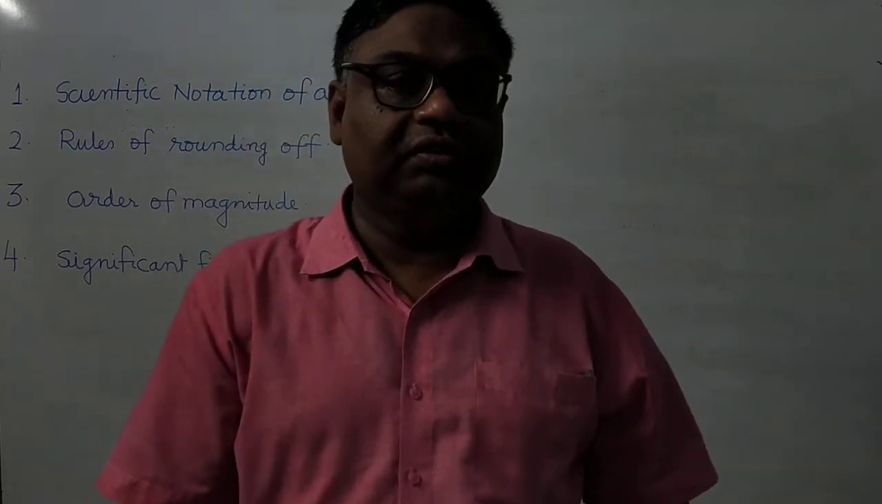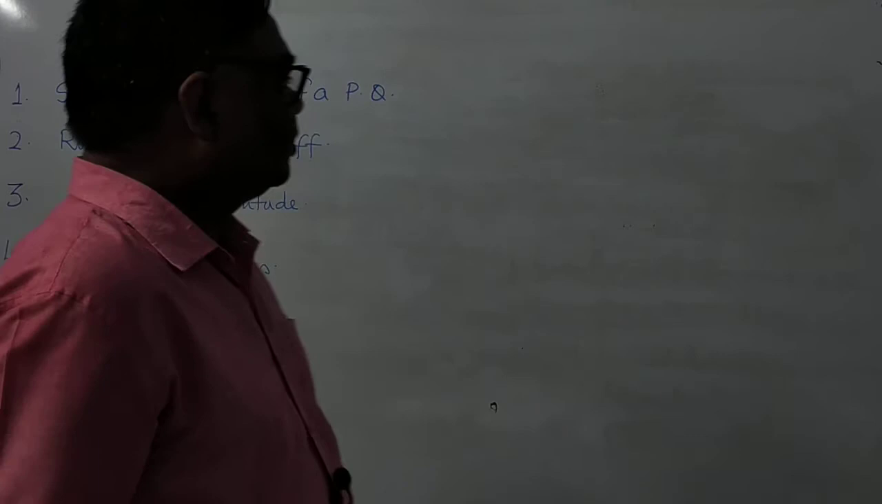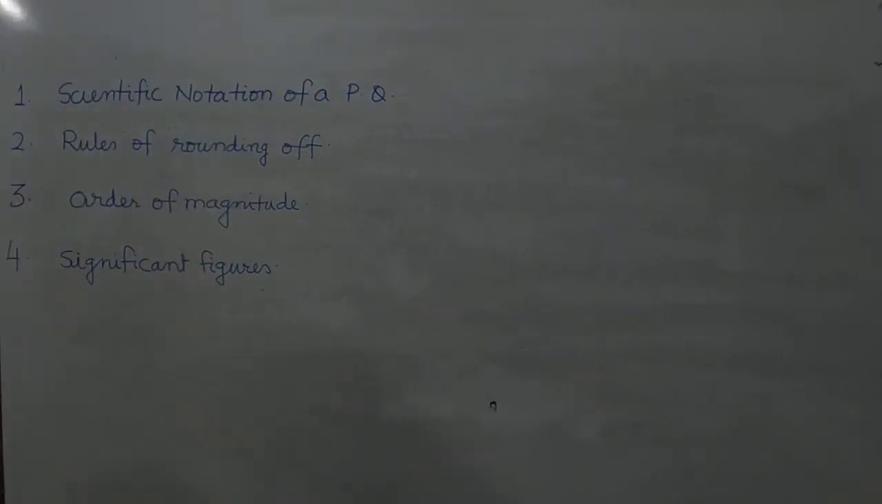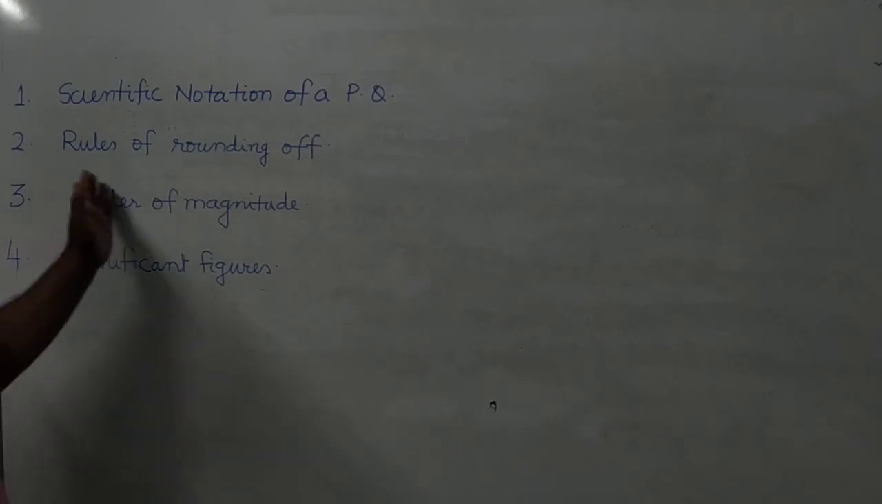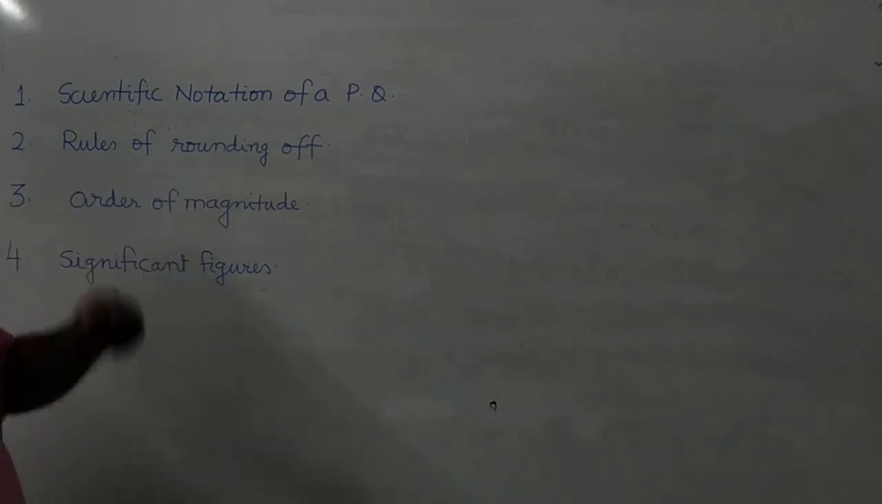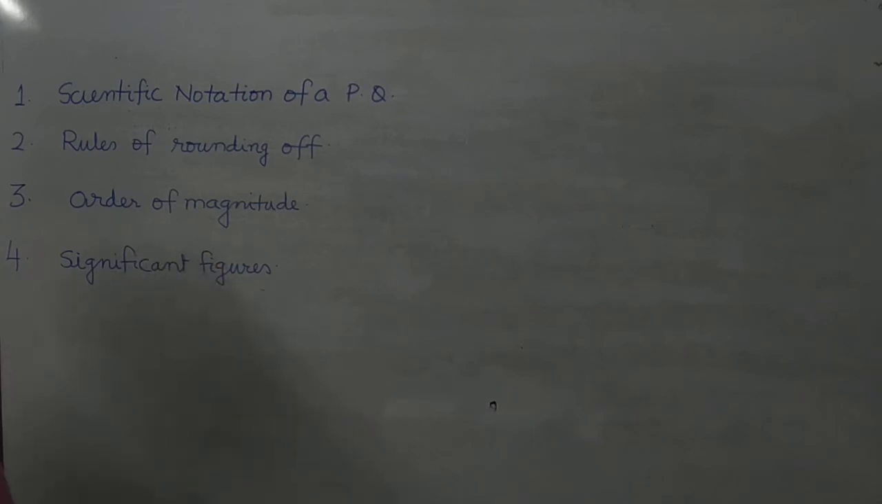Hello students, today we will discuss the following points. So first point is scientific notation of a physical quantity. Before coming over the significant figure, we will discuss these points. So one is the scientific notation of physical quantity, then rules of rounding off, then order of magnitude, and fourthly, which is very important, significant figures.